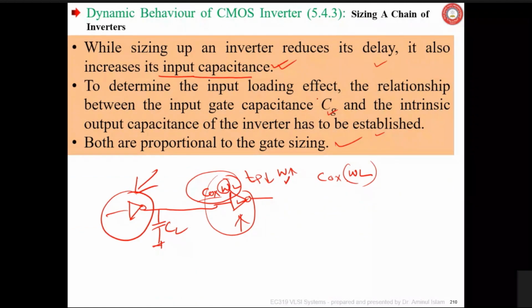To determine the input loading effect, the relationship between the input gate capacitance CG and the intrinsic output capacitance of the inverter has to be established. Both are proportional to the gate size. So this is the beauty of this book. Whether multiple authors are there, they don't leave anything. Everything is analyzed properly. That's why this book is so popular for digital design.